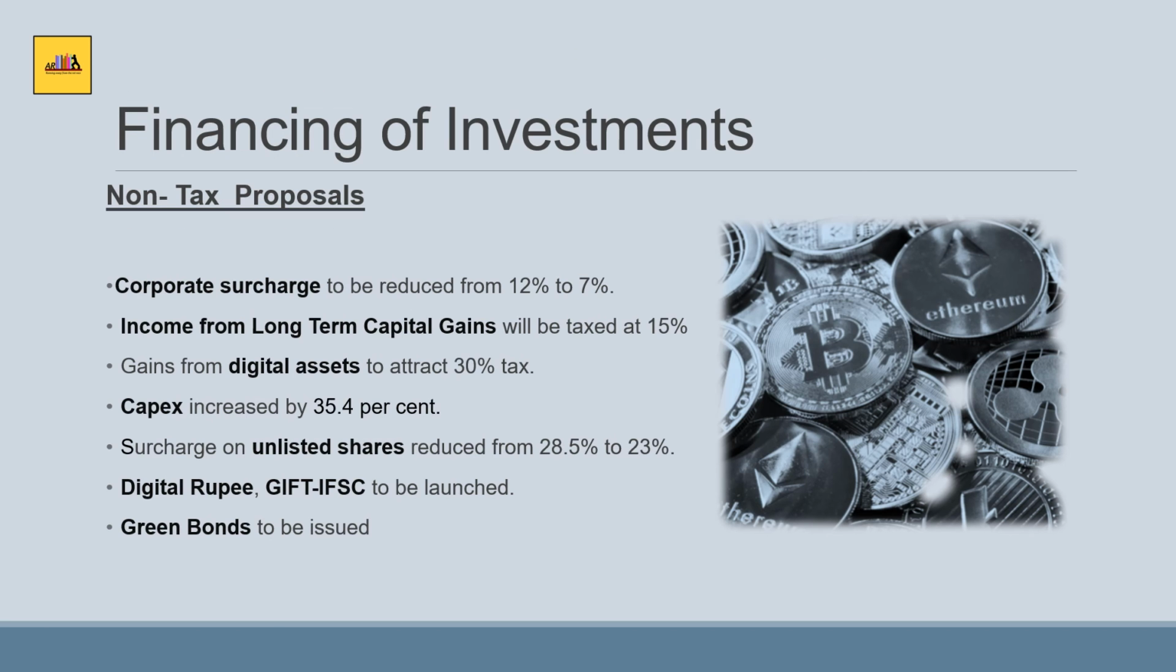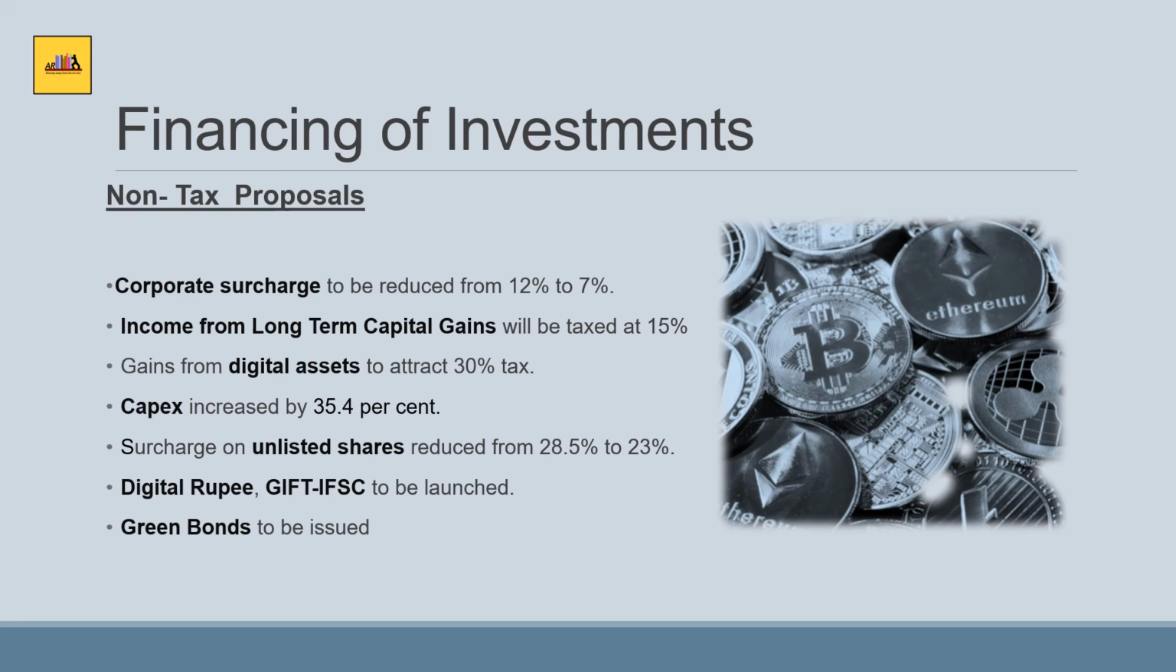Let us now come to financing of investments. For ease of understanding, I have divided it into two subheadings, the non-tax proposals and the tax proposals. Let's see the non-tax proposals first. The corporate surcharge has been reduced from 12% to 7%. A surcharge is an extra tax levied on an existing tax. Income from long-term capital gains will now be taxed at 15%.